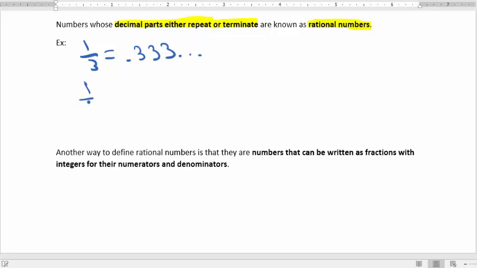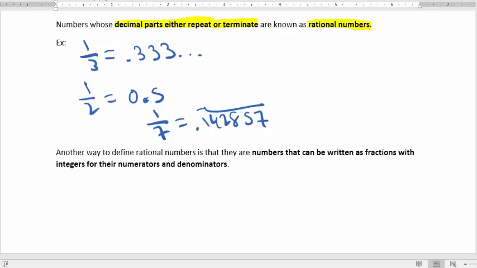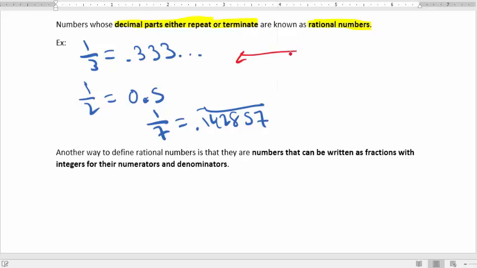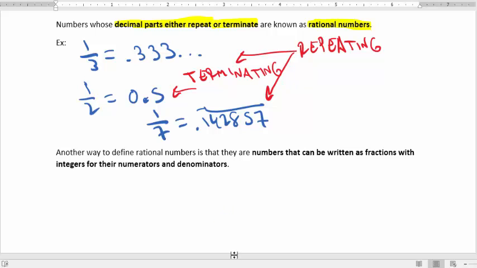If I have 1/2, that's 0.5. That terminates, so that's rational, right? We did 1/7 before, right? 1/7 is 0.14287 repeating. That's rational, right? So in this case, those were your repeating decimals, and this was your terminating decimal, right?